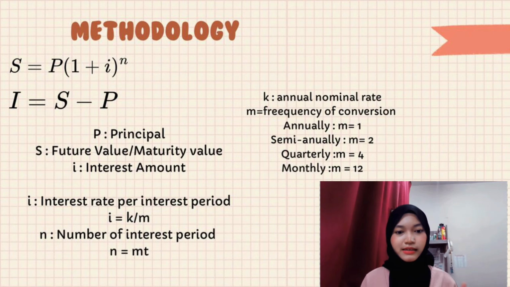That means the number of times interest is calculated in the year, which is annually M equals 1, semi-annually M equals 2, quarterly M equals 4, and monthly M equals 12.